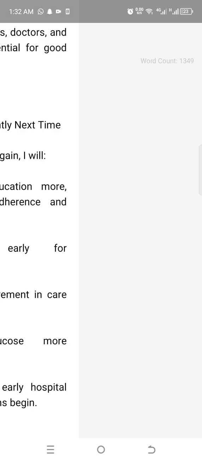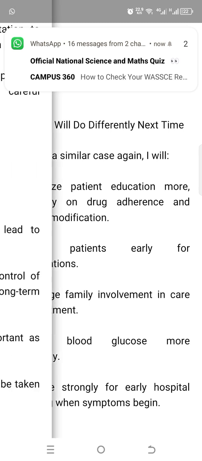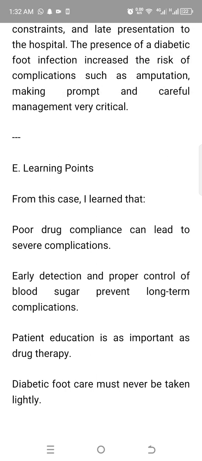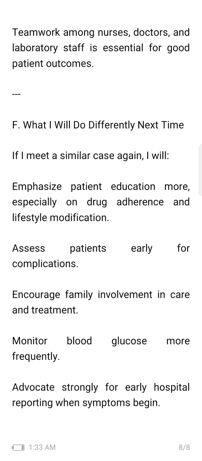So the next item we will talk about is the learning point. What the person who wrote this case learned from it. So from this case, I learned that poor drug compliance can lead to severe complications, early detection and proper control of blood sugar prevent long-term complications, patient education is important, and diabetic foot care must never be taken lightly. Teamwork among nurses, doctors and laboratory staff is essential for good patient outcomes.